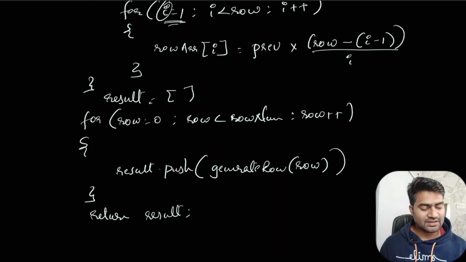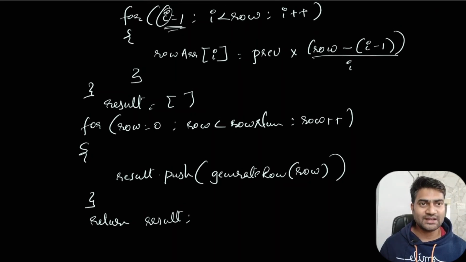This is again a DP way, because we try to remember the previous value and then generate the current value. But this is the most effective and most optimal way. So if you explain this, the interviewer will be very happy with your answer.